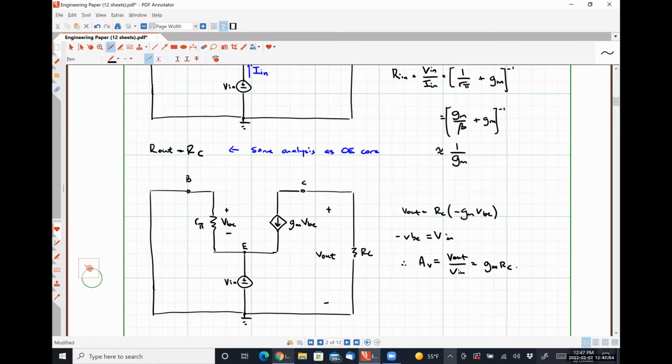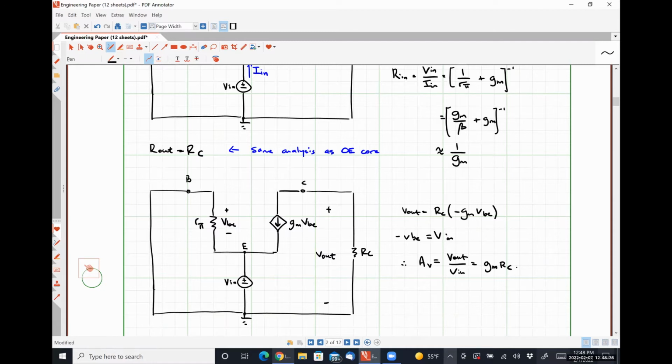So a common emitter amplifier gives us a gain of negative gm RC, and a common base amplifier gives us a gain of positive gm RC. So we have effectively the exact same magnitude of the gain here, right? Just gm RC, whether or not we have an inverting amplifier or non-inverting amplifier, effectively just depends on whether we apply our input signal at the base or at the emitter.